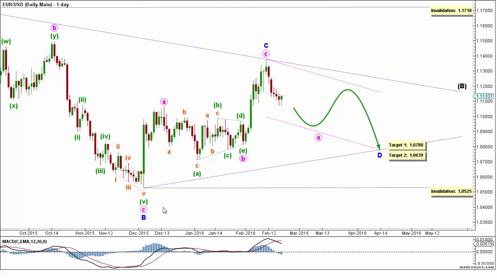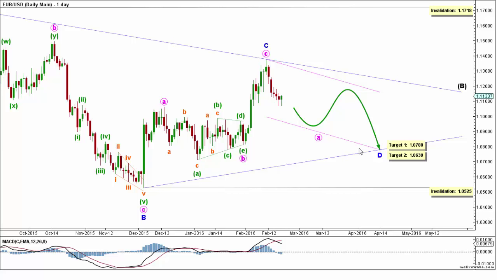Now, this count expects the euro to be moving towards the downside in minute waves A, B, and C to complete minor wave D. At 1.0780, minor wave D would reach 50% the length of minor wave B, then at 1.0639 it would reach 61.8% of its length.